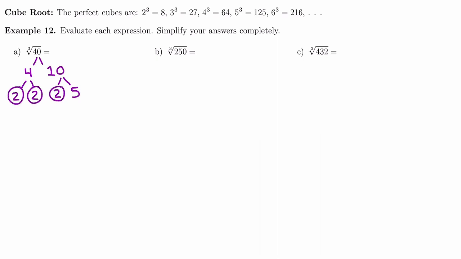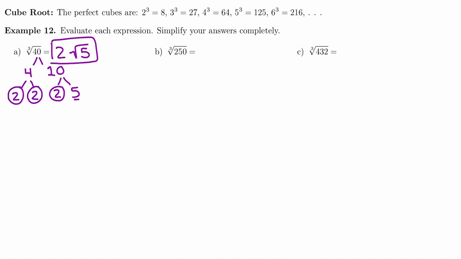Those go out front. So I have a 2 out front, and anything left over, I would have a 5 under the root. The leftovers go under the radical. The perfect sets of 3, the perfect cubes, would go out front. I'm going to do the same thing next door.